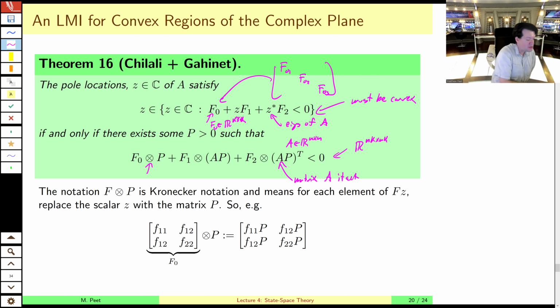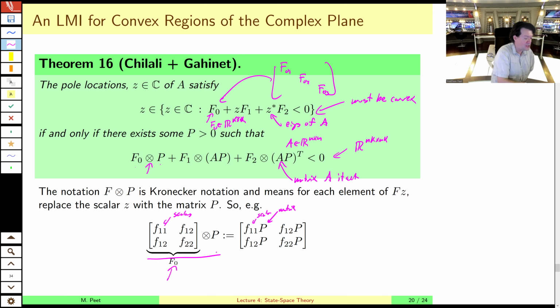Well, basically what you do is you take F, right? This is F0 here. It's a matrix, it's a bunch of scalars. So these are all scalars, right? And every scalar in F, you multiply it by P, right? So this is a scalar. This is a matrix. So the Kronecker product of a matrix times a matrix is just all the scalars in that first matrix, each of them gets multiplied by the matrix P, right? So it becomes much bigger, right?